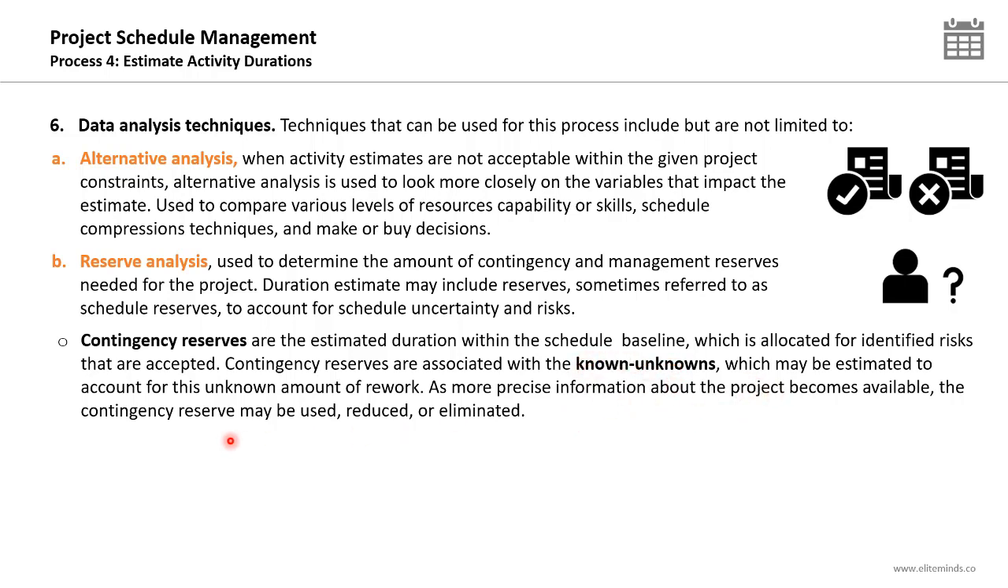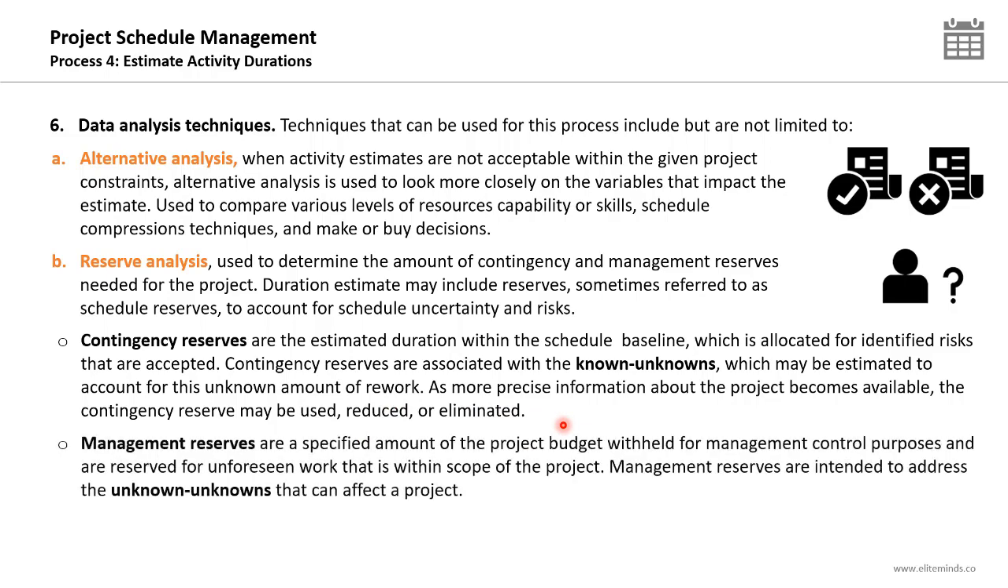Which may be estimated to account for this unknown amount of free work. As more precise information about the project becomes available, the contingency reserve may be used, reduced, or eliminated. Now, management reserves have the same concept. They are a specified amount of the project budget or schedule withheld for management control purposes, and they are reserved for unforeseen work that is within the scope of the project.